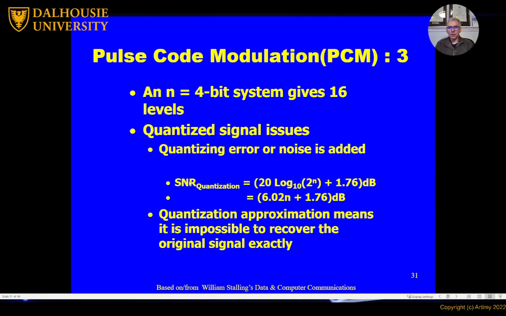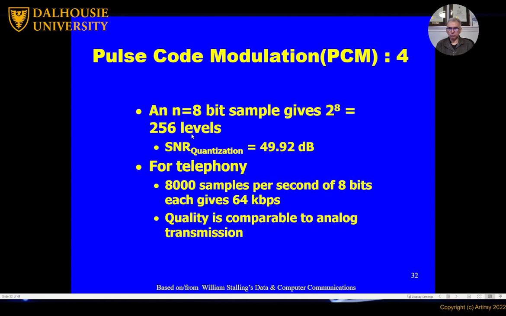So we have a signal to noise ratio due to quantization. We'll call it signal to noise ratio quantization, and it is given by this formula: SNR equals 6.02n plus 1.76 dB, right? So the n is the number of bits, actually. Yeah, the number of bits.